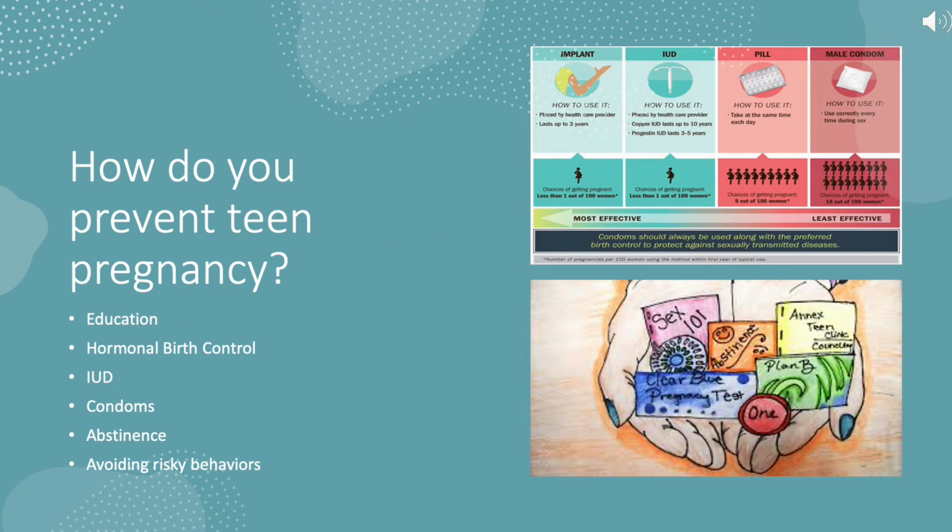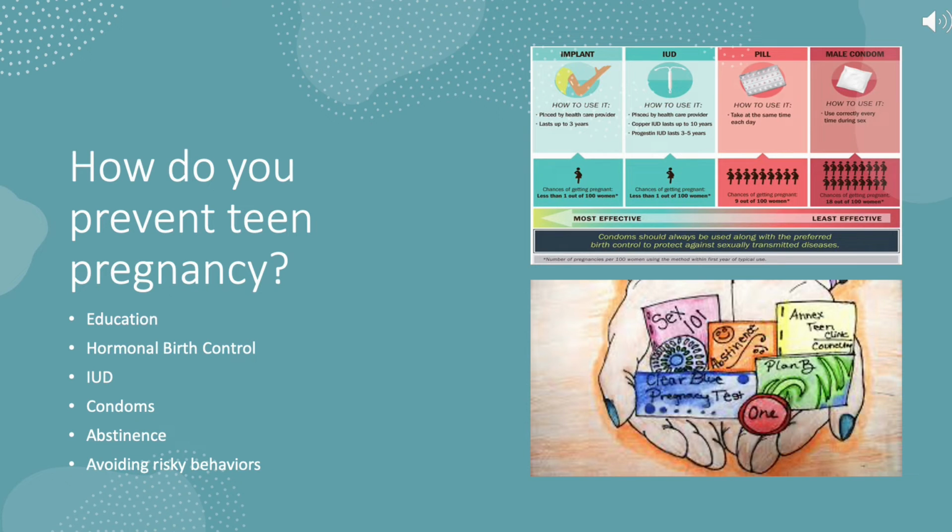So now that we know who is affected by teen pregnancy and the risks of teen pregnancy, let's discuss how we prevent teen pregnancy. First and foremost, education. A solid base in sexual education will give a teen a good stepping off point to protect themselves from teen pregnancies and STDs. There are also birth control methods such as hormonal birth control, IUD, condoms. Abstinence is the only sure way to protect yourself from pregnancy at all, but also avoiding risky behaviors.